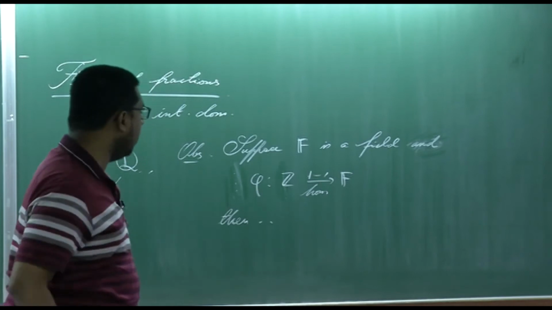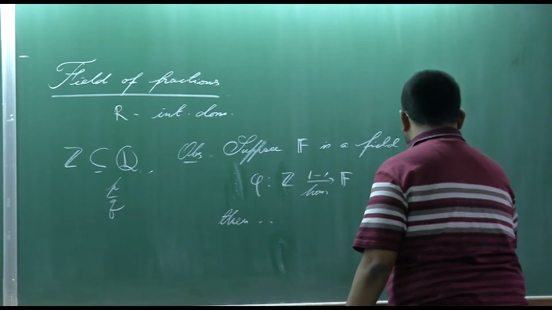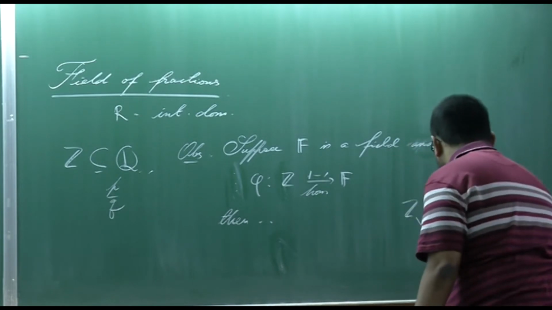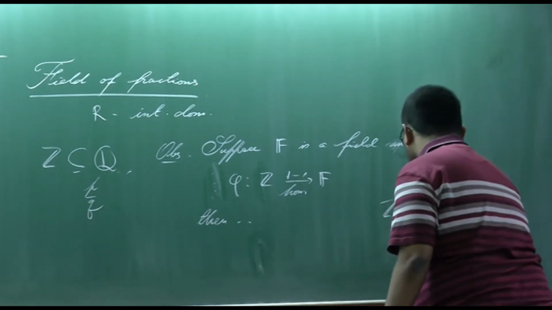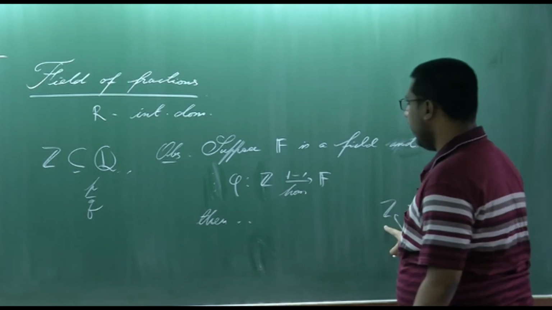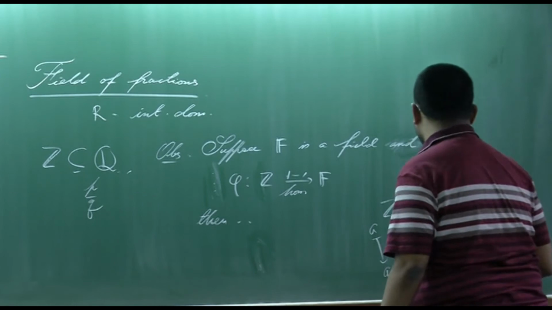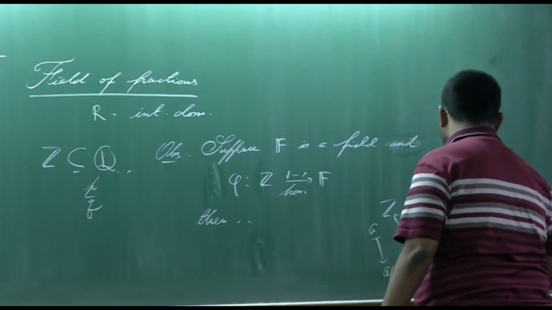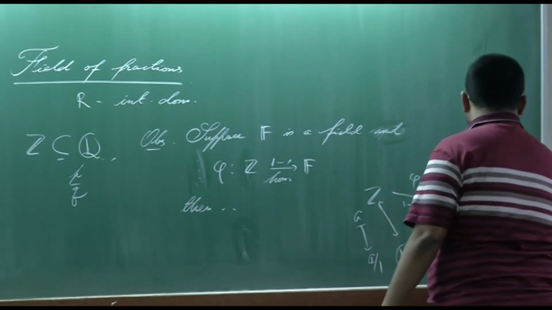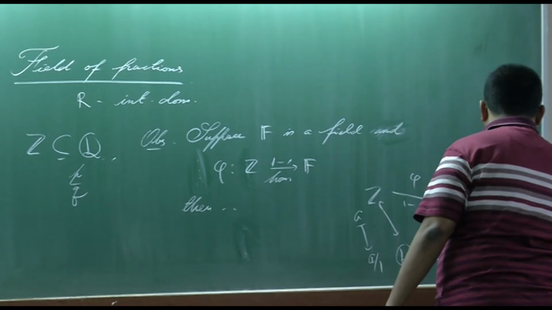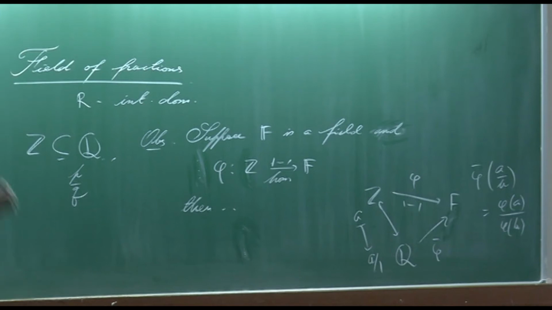it is very obvious to see the following, which I will accomplish by drawing a diagram. Suppose this is my F, and this is the standard inclusion where every integer a is being viewed as the rational number a by 1, and this is where I have F. Okay. So, I define phi bar in such a way that phi bar of a by b is phi of a by phi of b. Okay.